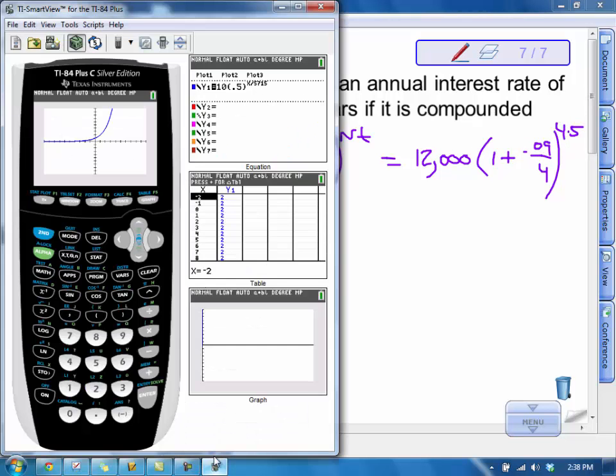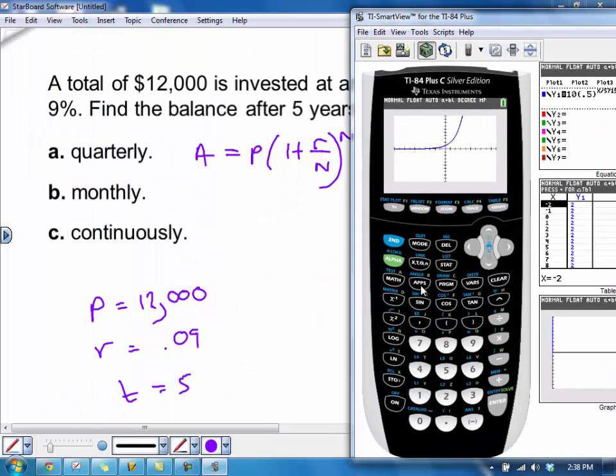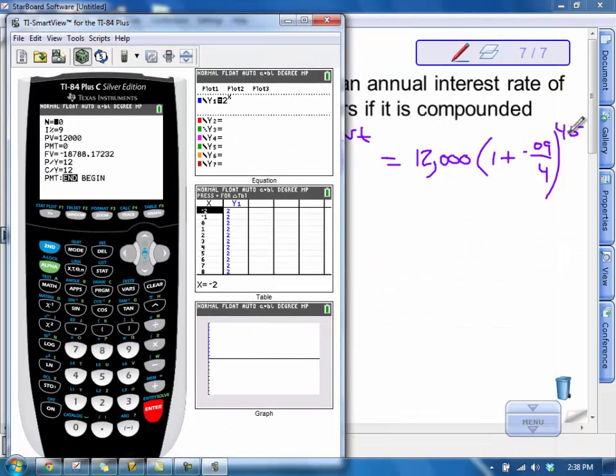Another way to do it is to plug in this information via this app. So you go to apps and you click on finance and do the TVM solver. Now n is the number of calculations. So actually the total number of calculations is 20, 4 times 5. 4 calculations per year times 5 years ends up giving you 20 total calculations. Okay. The interest rate in this case is 9. You enter it in as a whole number, 9%.